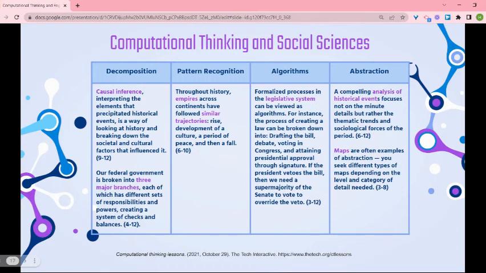In the social sciences, there is also decomposition. Sometimes it's really specific, like the three branches of government. We break up all of the different responsibilities of the government into the three different branches, our systems of checks and balances.